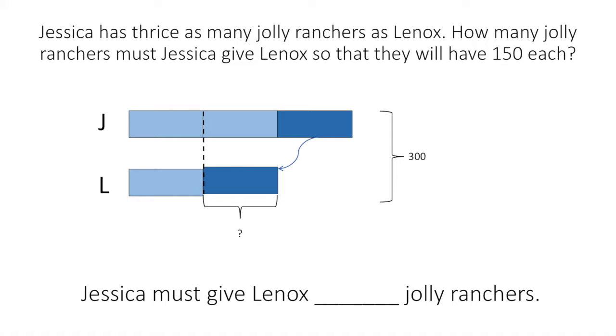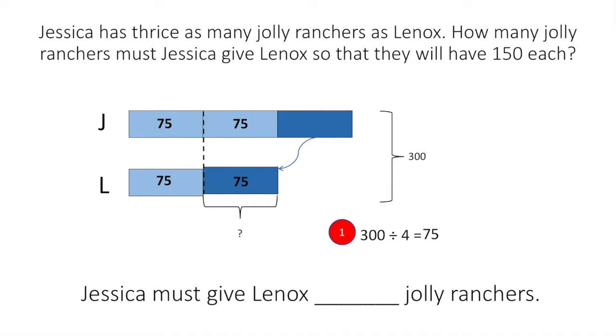I started with 4 units. Remember, that blue unit is being moved from Jessica to Lennox. So it doesn't count as 2 units. That's the same unit that's just being moved to show that they would end up with an equal amount. If we have a total of 300 Jolly Ranchers and there were 4 units, to find out the quantity in each unit, I could divide 300 divided by 4, which is 75. So that means that there's 75 Jolly Ranchers in each unit.